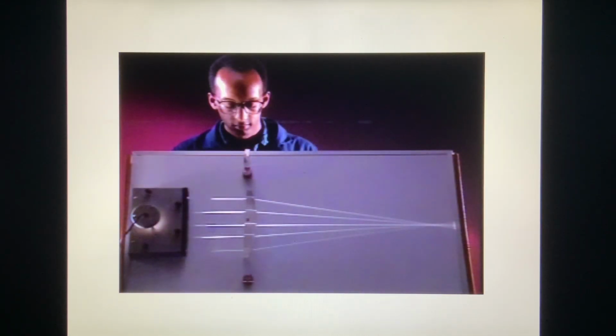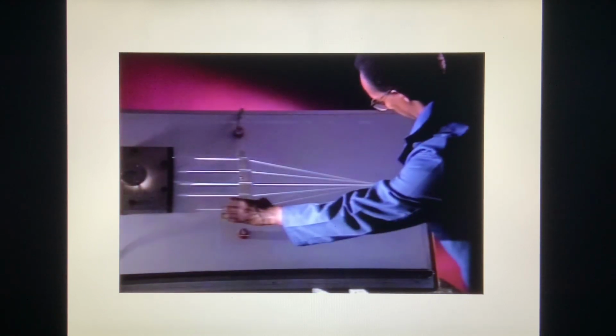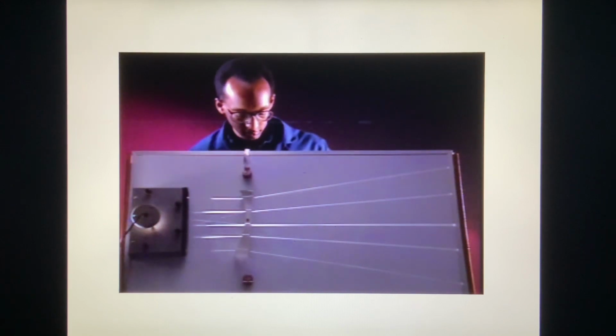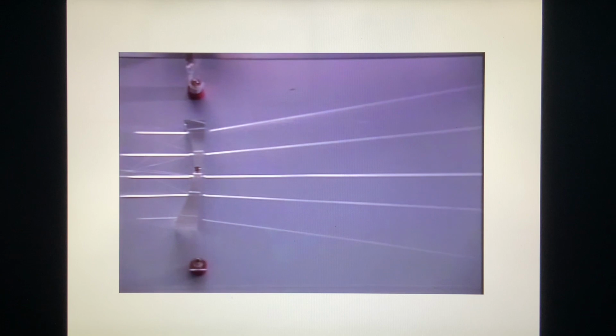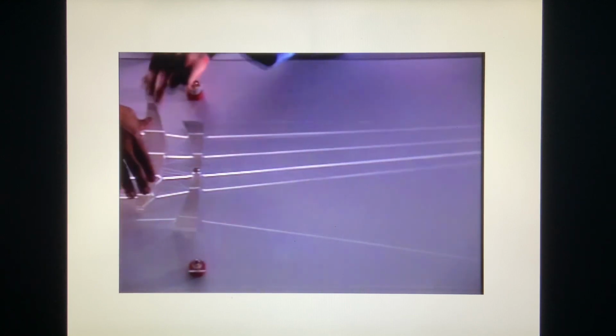We'll use this light box and a set of large acrylic lenses to show how light beams are focused by various lenses. Here is a convex lens with a relatively long focal length. This convex lens has a shorter focal length. This concave lens has the same focal length as a second convex lens, but spreads the beams instead of focusing them. If we place these two lenses together, their effects cancel and the beams pass through unchanged.